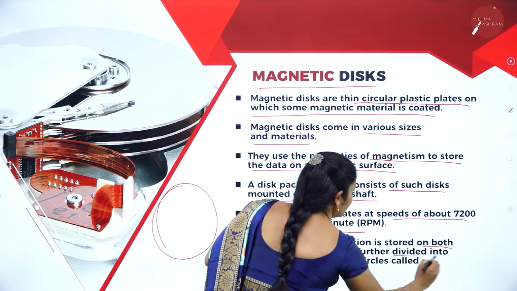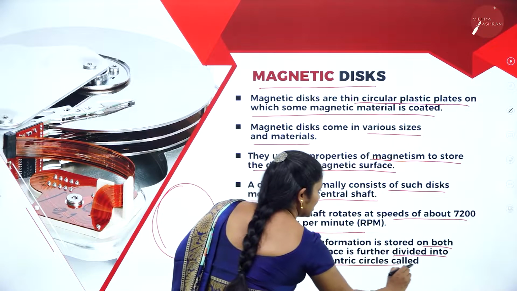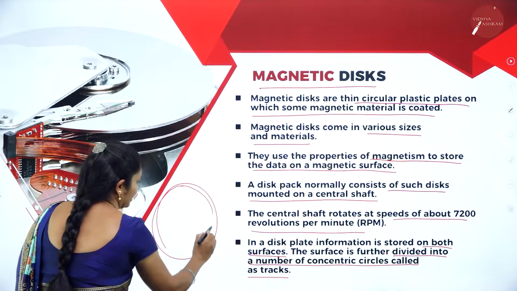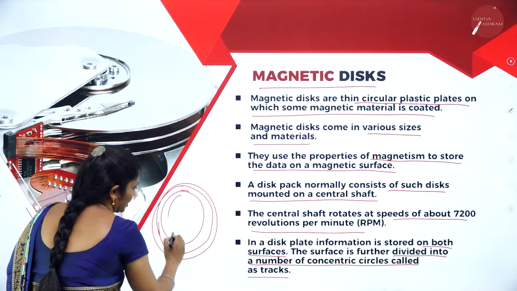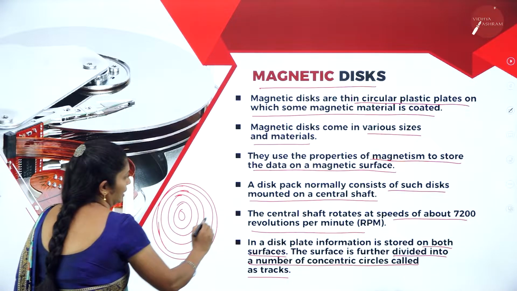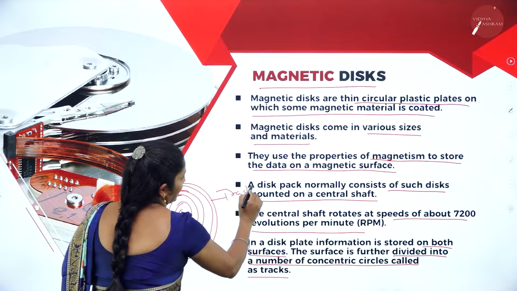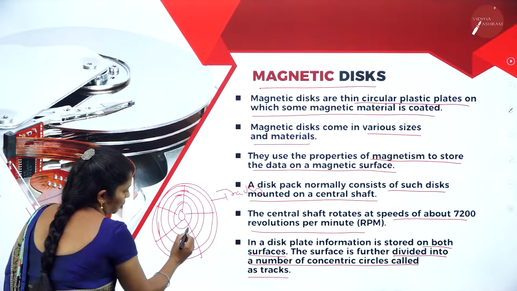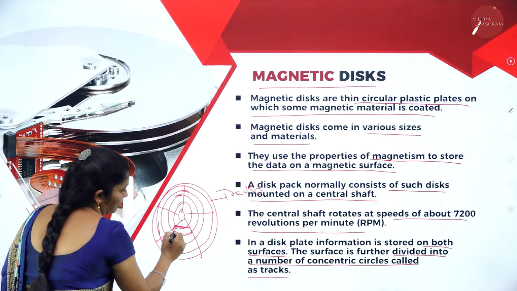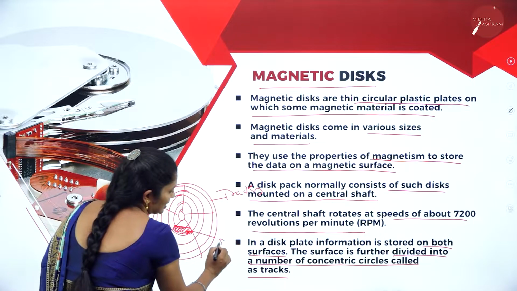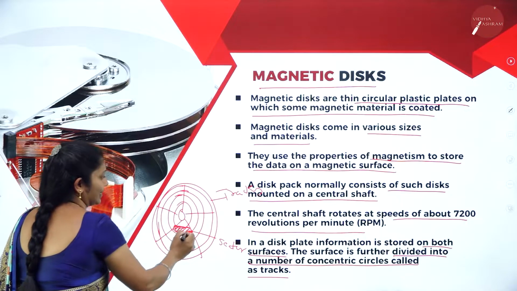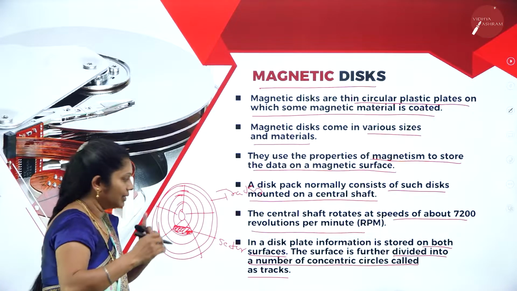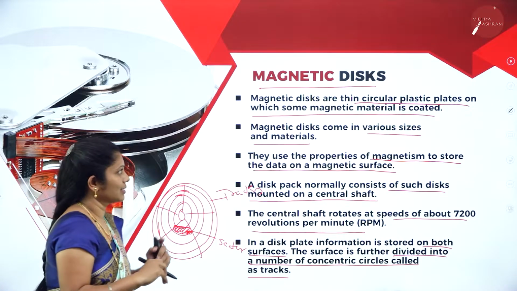The surface is further divided into a number of concentric circles called tracks. Consider this is a plate, and this plate contains concentric circles. These concentric circles can be called tracks. Once again, each track is divided into sectors. Each box, each area here, can be called a sector. This is a track, and under that, each box here is one sector. The track is once again divided into sectors.